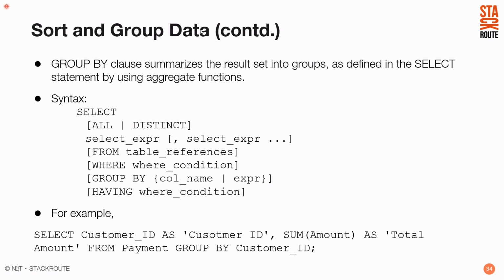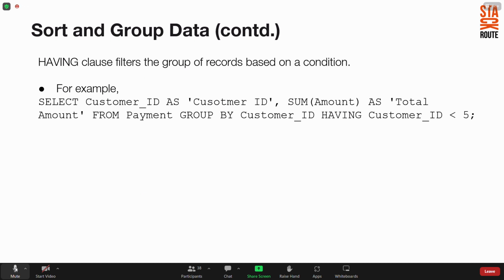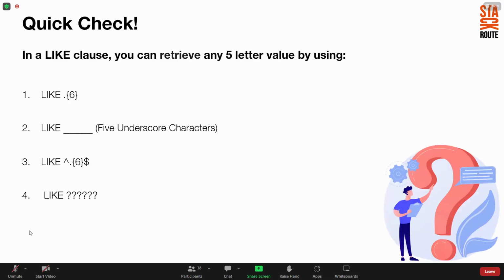We can. But aggregate function will be applied only for numeric type. Right hand side you can use. Aggregate is applicable only for numeric type. Having clause filters a group of records based on the condition. If you use group by without aggregate, it will throw an error.